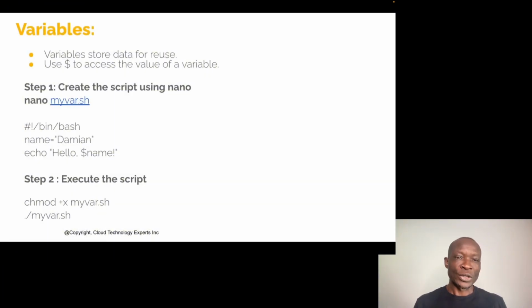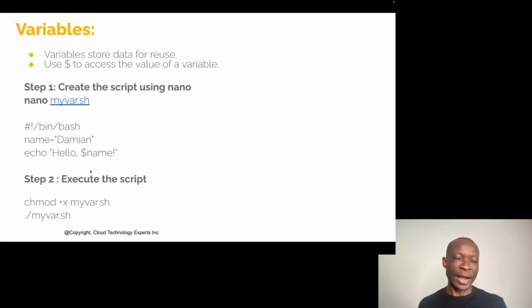With variables, we talked about this in the last video. Variables are simply places where you can store data for reuse. And to access your variables, you place a $ sign in front of the variable name. We did this example earlier in the last video, where if this is a script, we have this variable here called name, and we put Damien inside this variable called name. So to access this variable called name, we need to make sure we put a $ sign in front of it.